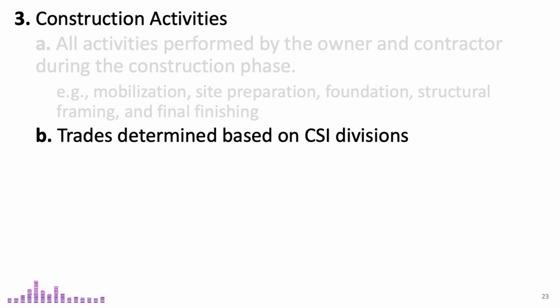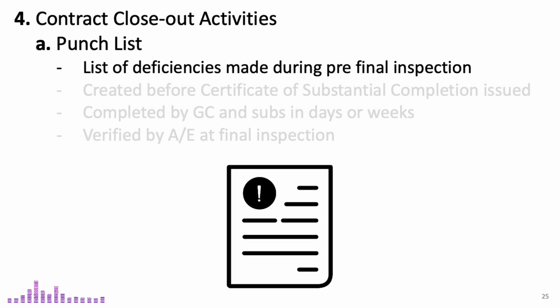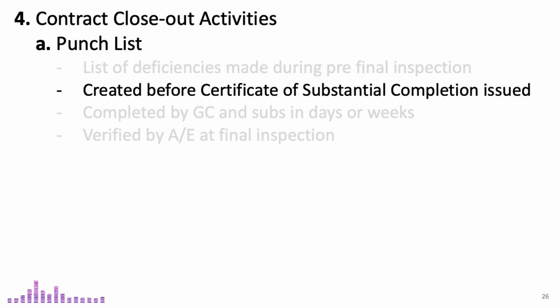The final phase of the project is closeout, a crucial step to ensure all contractual obligations are met and the project is officially completed. One of the key activities during closeout is completing the punch list, which includes minor deficiencies or items that do not meet contract specifications. These issues are identified during the pre-final inspection, typically requested by the contractor when they believe the project is substantially complete.